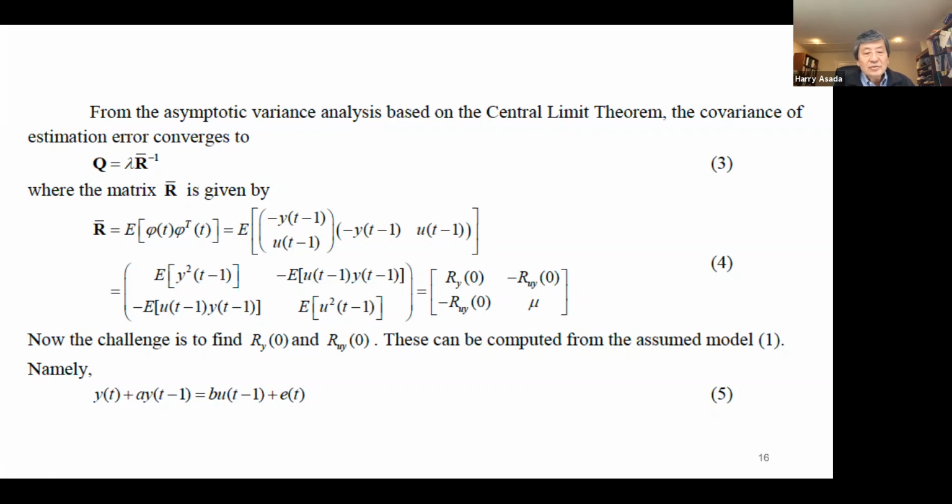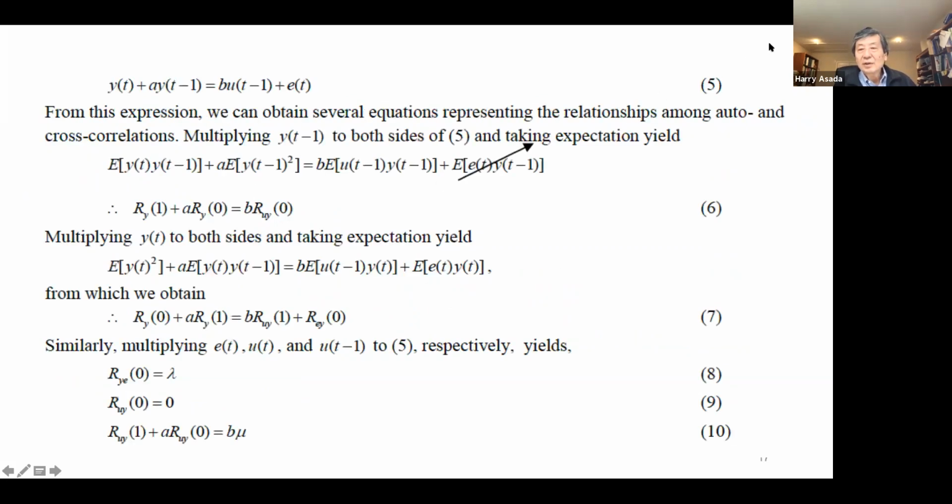So we assume this model, and if this model is true, using this model we can compute these. Of course, we assume that the input is basically white noise with variance mu, and e as such. So what you can do is the following technique. This is the model, right? We first multiply y_{t-1} to both sides, so y_t and then y_{t-1}, and then we take the expectation. And this one too, and this one too, and this one too. The e and the y are not correlated at all, so this is 0. And the others are autocovariance and then cross covariance.